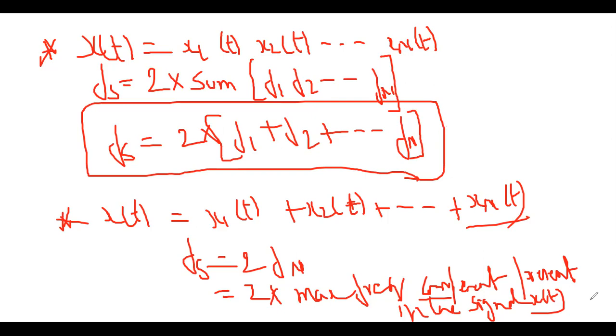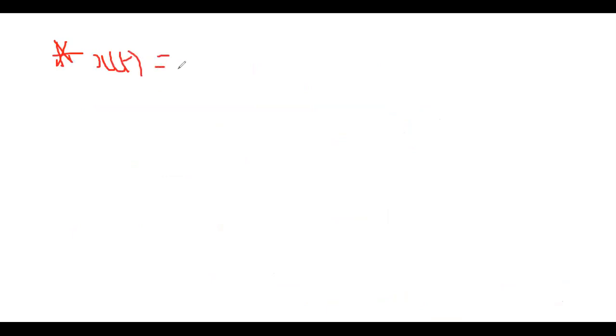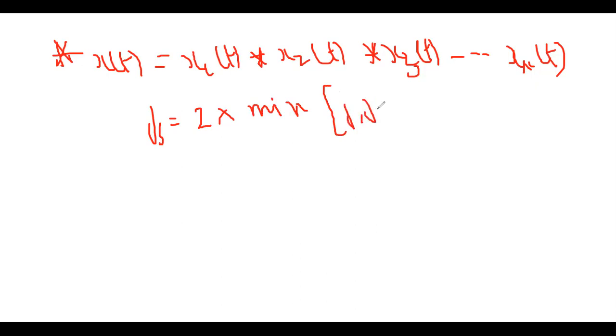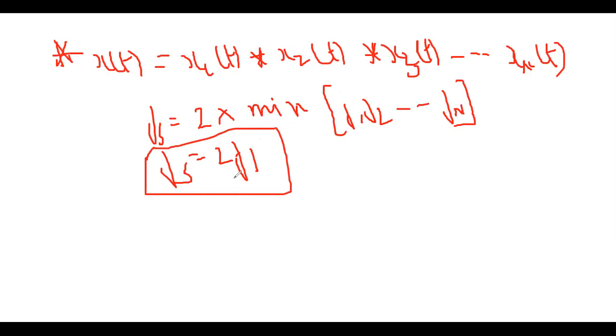And the third one: if x of t is given as a convolution, x1 of t convolved with x2 of t convolved with x3 of t and so on up to xn of t. We have seen the signal as a sum, as a product, and now the third one is a signal as a convolution. What is the sampling frequency here? It is 2 into the minimum of f1, f2 and so on up to fn. It is the opposite of the product in the time domain. What is the minimum here? The x1. So 2 into f1, fs is equal to 2 into f1. Whatever the minimum frequency is.